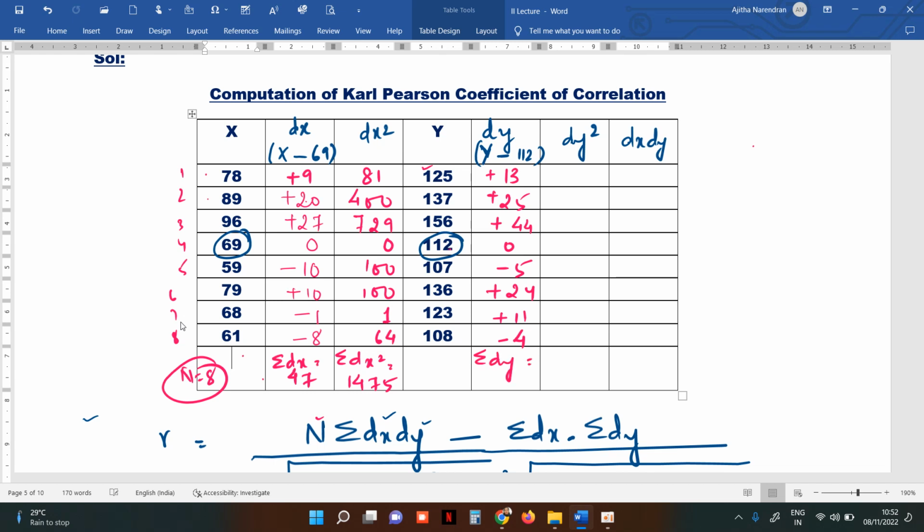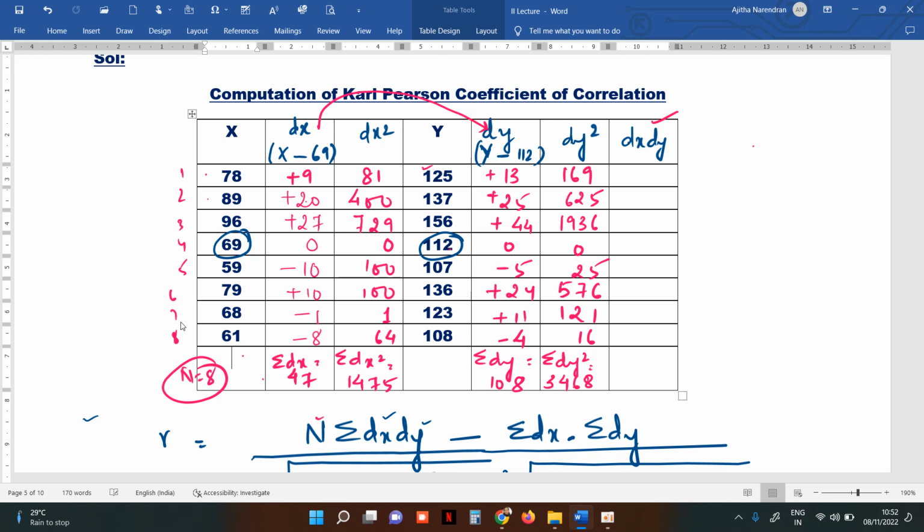Summation of dy is equal to 108. Okay, now you have to square it. 13 squared is 169. 25 squared is 625. 44 squared is 1936. 5 squared is 25. 24 squared is 576. 11 squared is 121. And 4 squared is 16. You can write down summation of dy square, which, if you total it, you will get 3468. Now you have to compute dx dy.